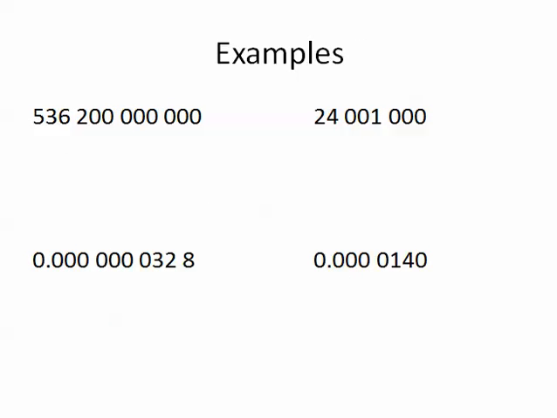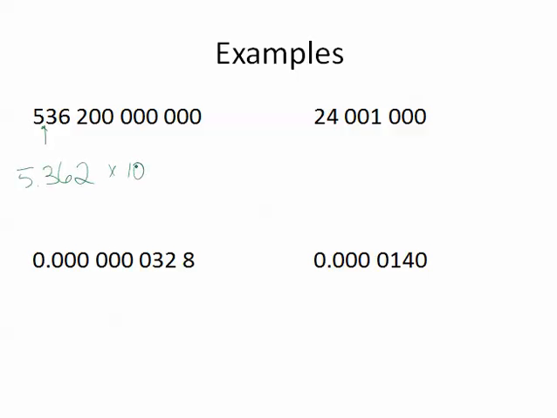Here we can see we have a couple of very large and a couple of very small numbers. In order to express these in scientific notation, we need to first move our decimal place. If I look at this first number here, in order for me to have a coefficient that is between 1 and 10, I need to make sure my decimal falls right here between the 5 and 3. So I would end up then with a coefficient of 5.362. And then I need to multiply it by my 10.